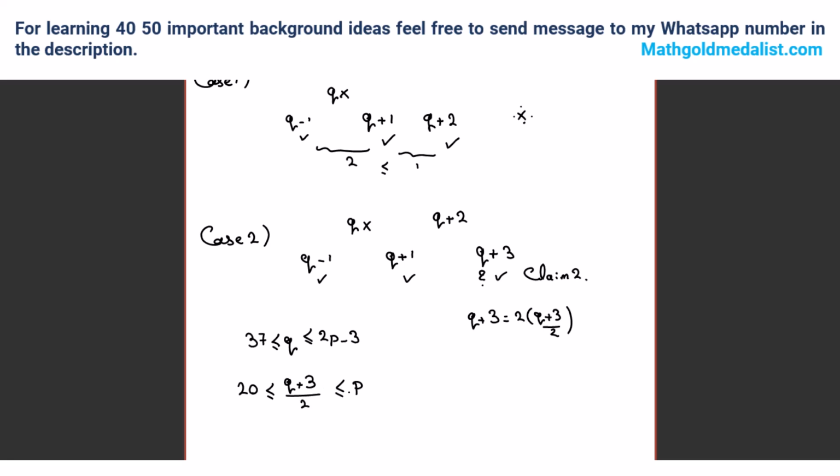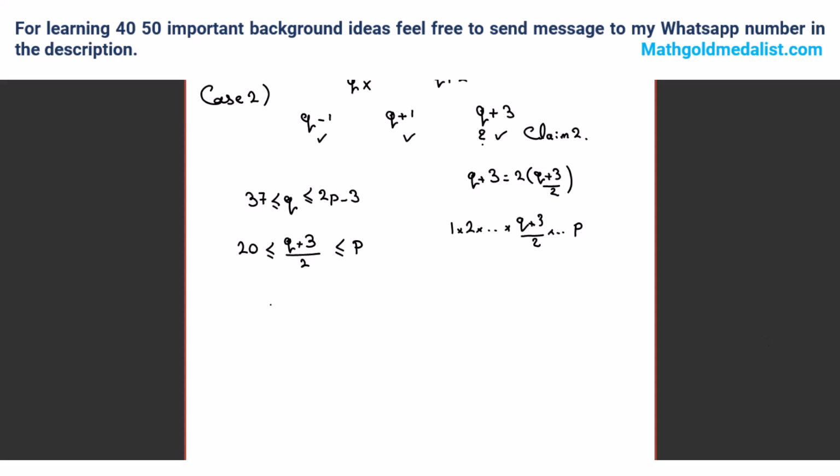And again, we can say it's good because this one is between 1 and p and is not equal to 2. So if we write 1 to p, we have 1, 2, to (q plus 3) over 2, to p. So we have this number, okay? The proof was similar to this one and this one. Okay, so let's write what we have.